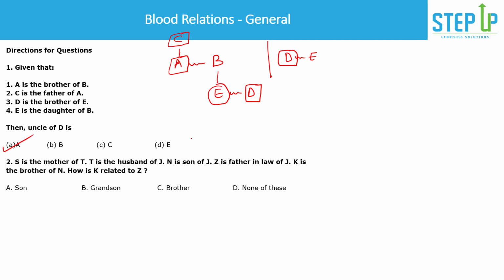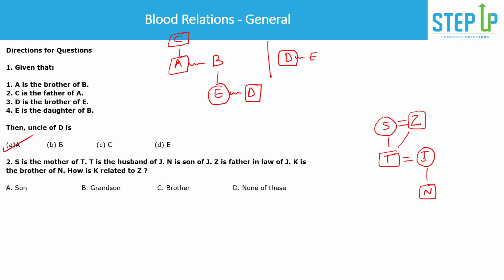Next question. Again we will do the same thing. S is the mother of T. So very simple. S is the mother of T. T is the husband of J. So T, husband of J. T and J are married. N is the son of J. N, son, so male we know. Z is father-in-law of J. Z is father-in-law, meaning husband's father. Right? Husband's mother was already given.